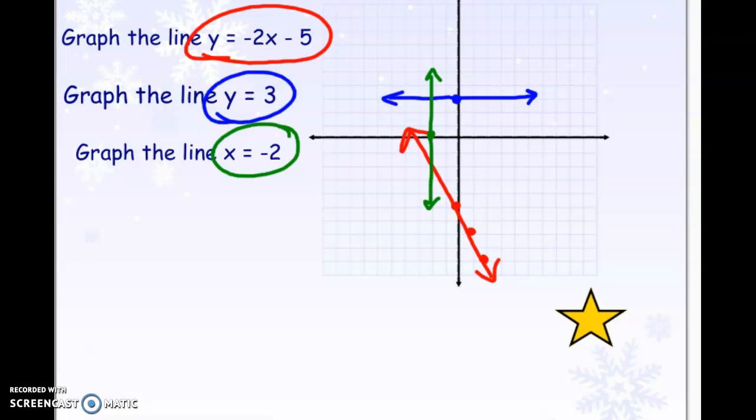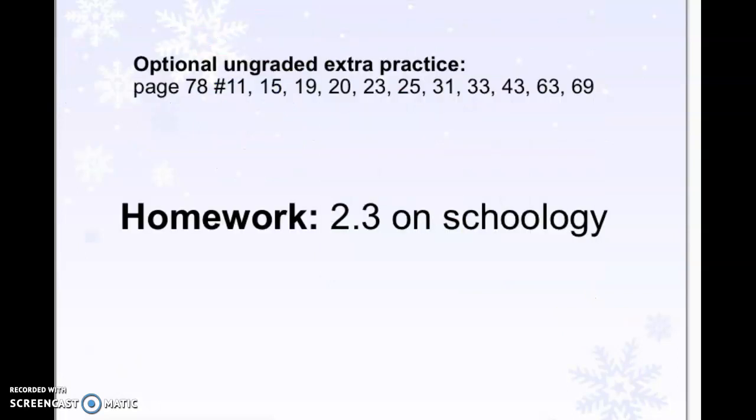Remember the difference between the undefined slope and the 0 slope. That's the key thing. Your homework is 2.3 on Schoology. Happy solving.